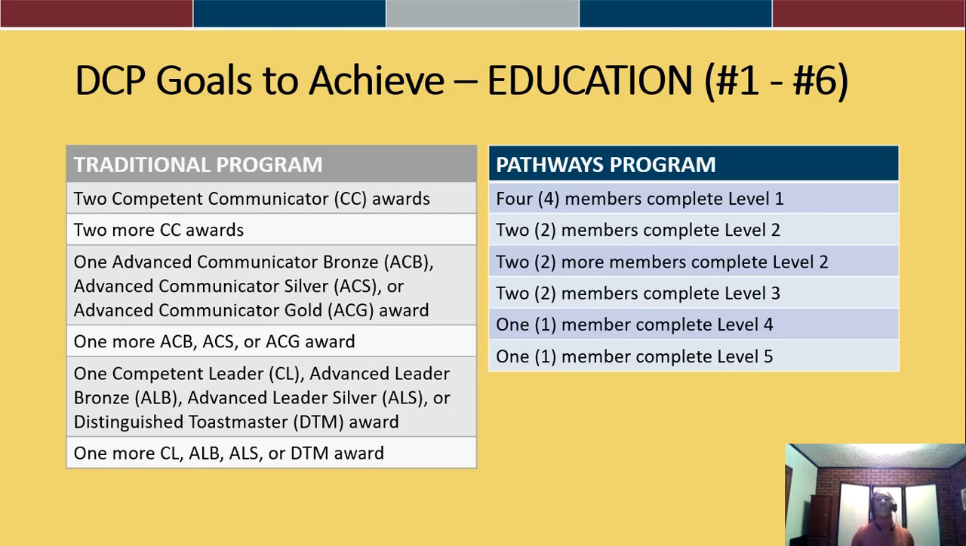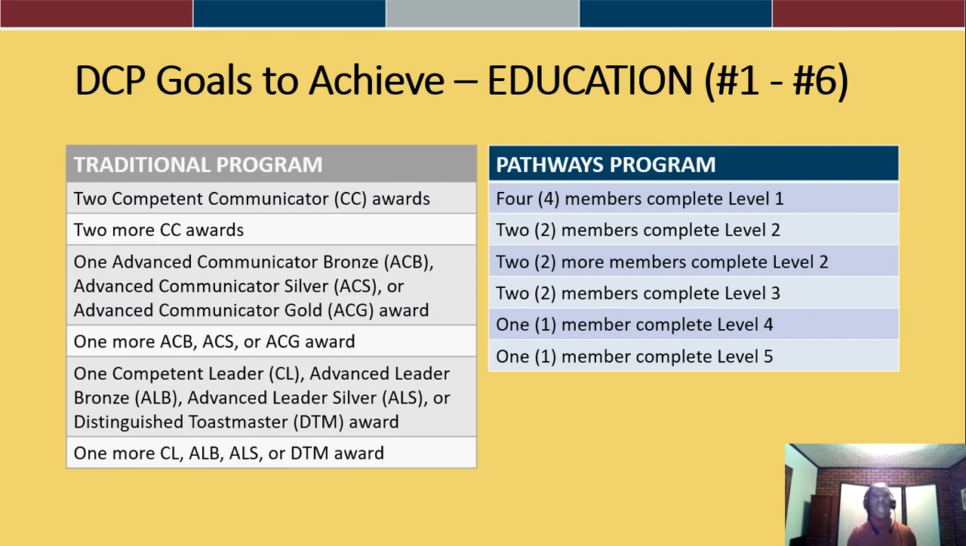Now, with the Distinguished Club Program, I said 6 of the goals are tied to education, whether it's under the traditional program of getting 2 CCs or 2 more CCs, 1 ACB, 1 ACS, or 1 ACG, or 1 more ACS, ACB, or ACG. You can also get 1 CL, 1 ALB, 1 ALS, and 1 DTM. And then you get 1 more CL, ALB, ALS, or Distinguished Toastmaster Award, DTM.